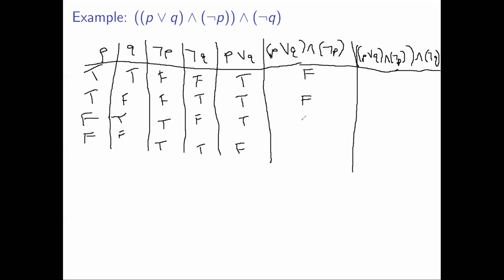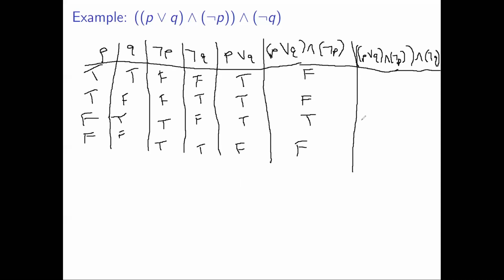Now the third row. Third row, P or Q, that's still true. So the left conjunct is true. The right conjunct, not P, here is true. So the conjunction is true because both conjuncts are true. And final row, P or Q, that's false. Not P is true. And that means that the conjunction is false because one of the conjuncts is false here, the left conjunct.